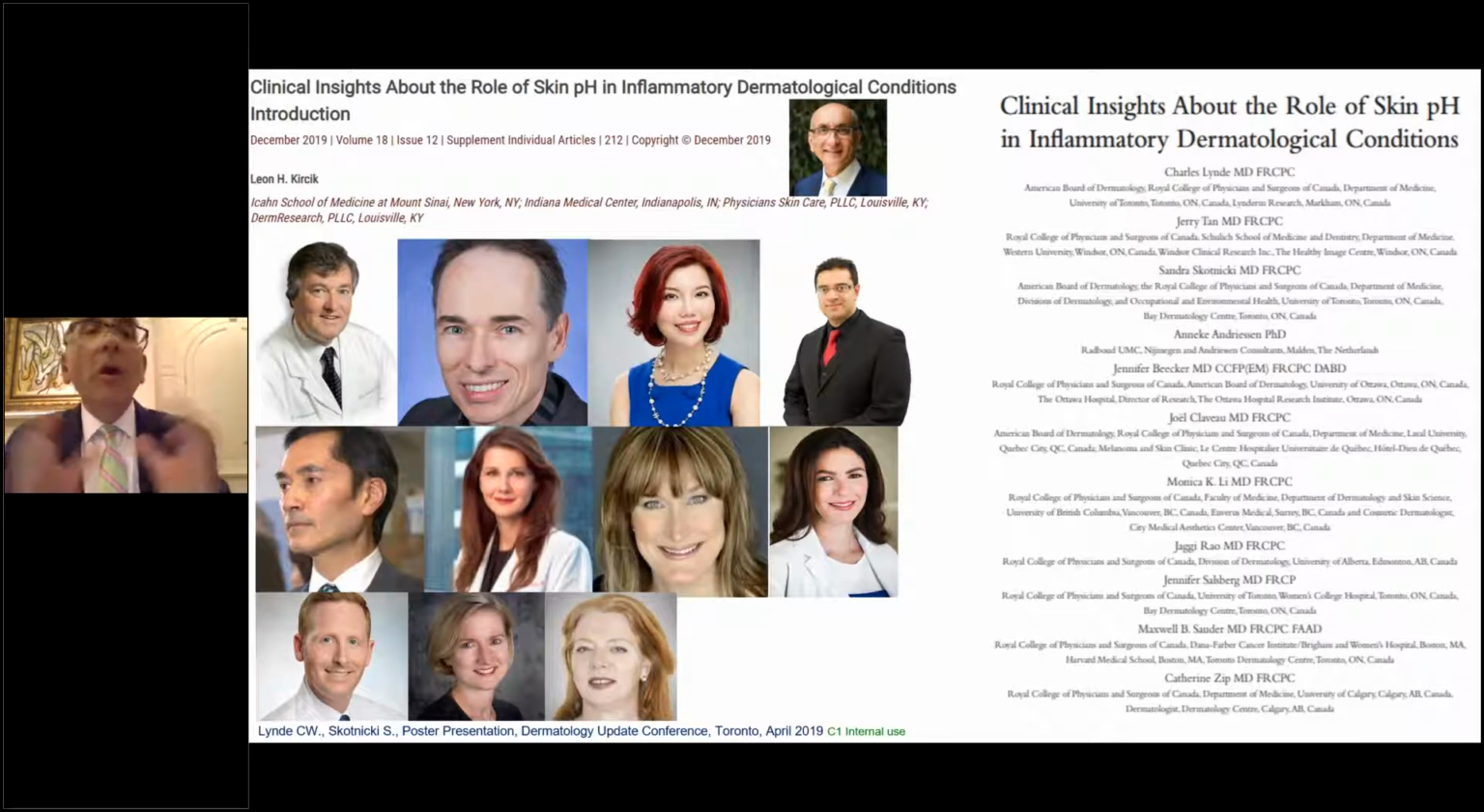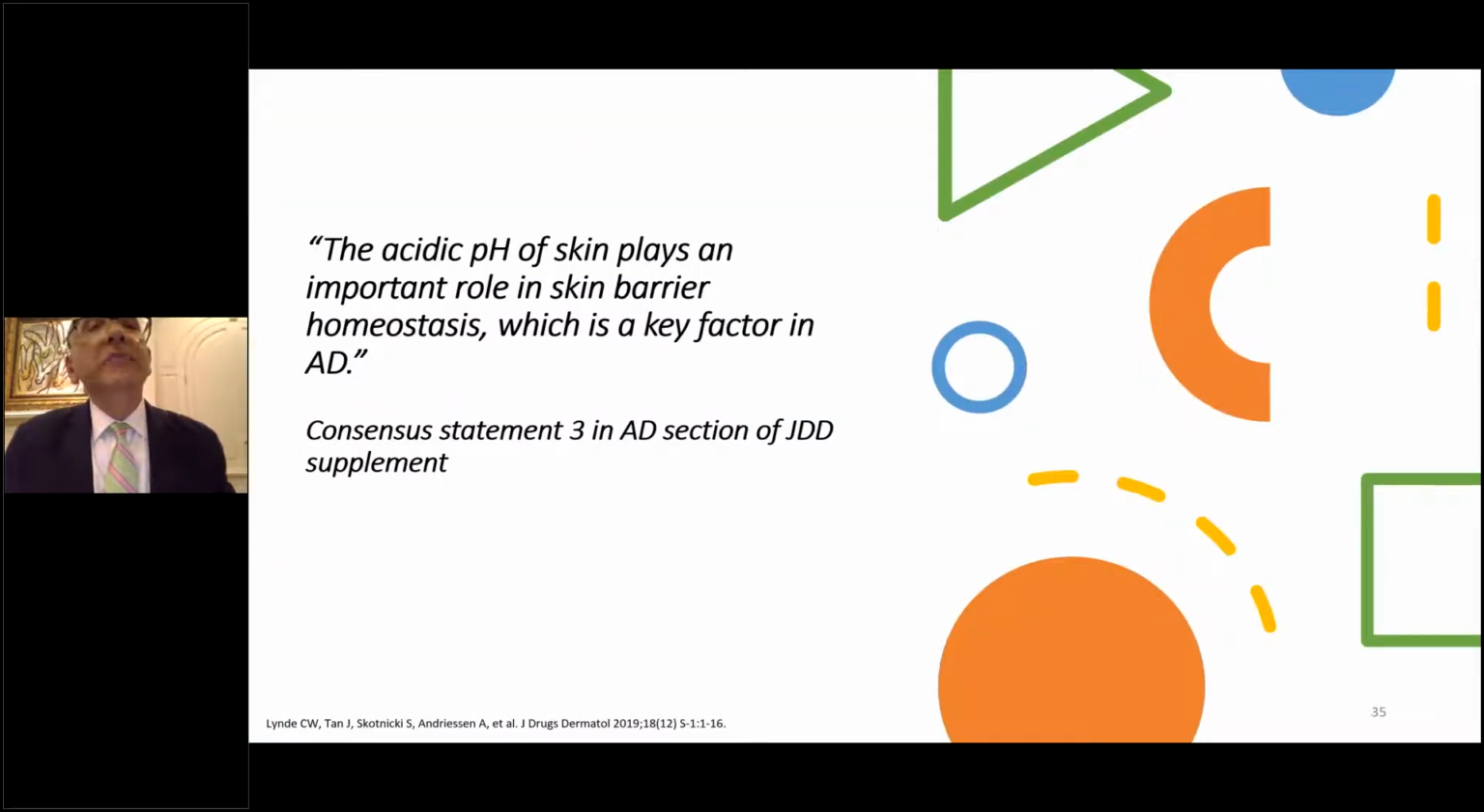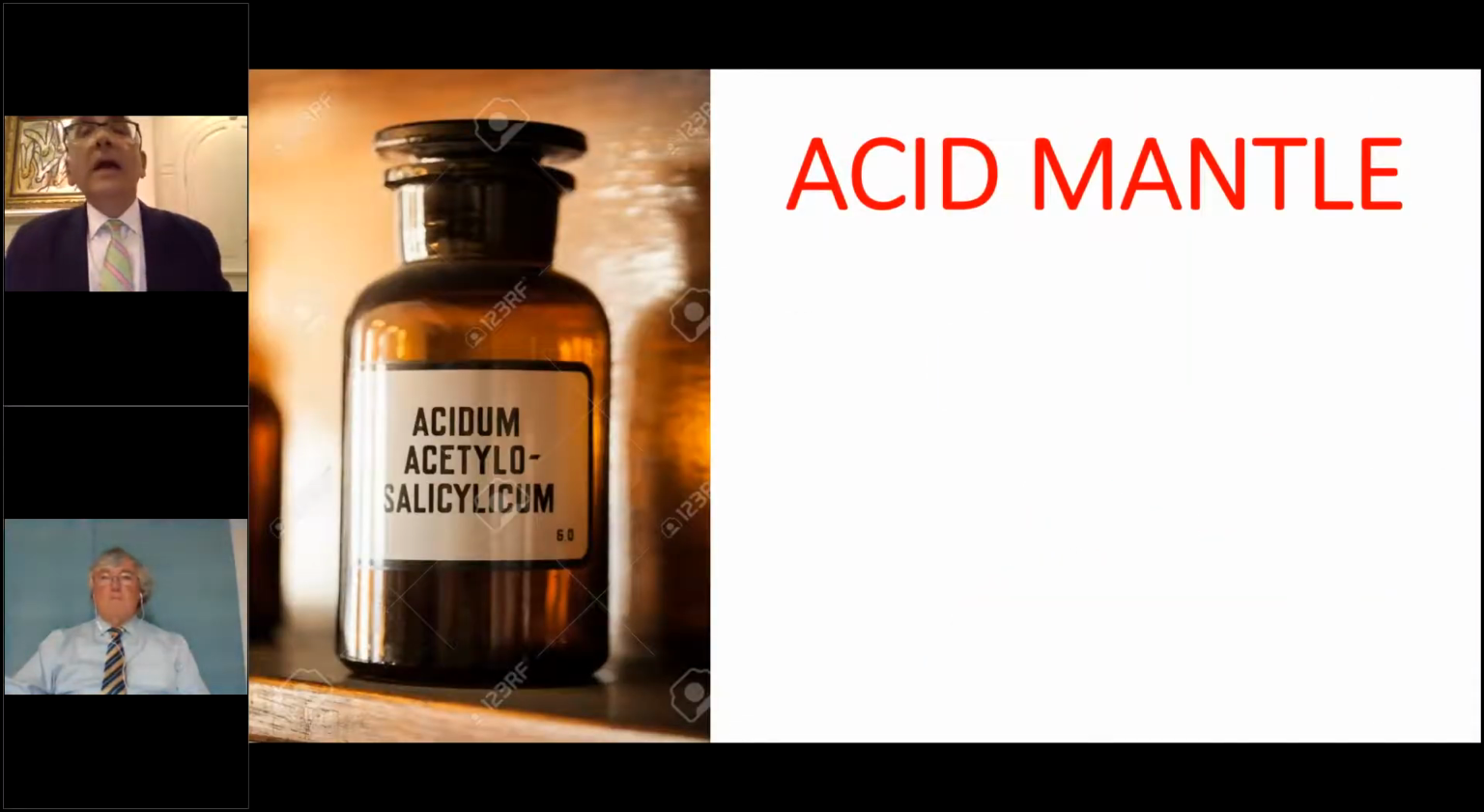So there was a whole Canadian group of dermatologists. They got together and they published on the importance of skin pH in inflammatory dermatological conditions, including atopic dermatitis as well as acne. And I was actually the guest editor for that in the JDD publication. And the whole point of the consensus, next slide please, is that acidic skin pH plays a very important role in skin barrier homeostasis, which is a key factor in atopic dermatitis, as well as other inflammatory diseases, including acne. And that's where I'm gonna stop. And next slide, please. Dr. Chuck Lynde from Toronto is gonna discuss atopic dermatitis and acne.